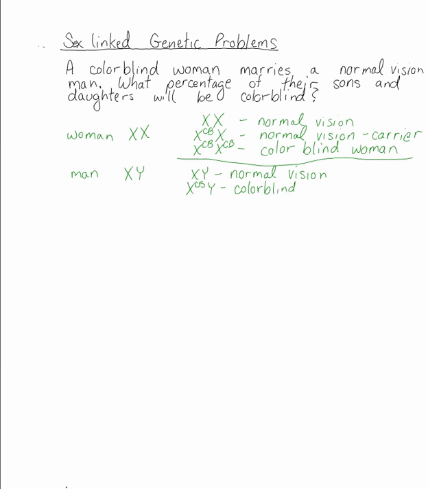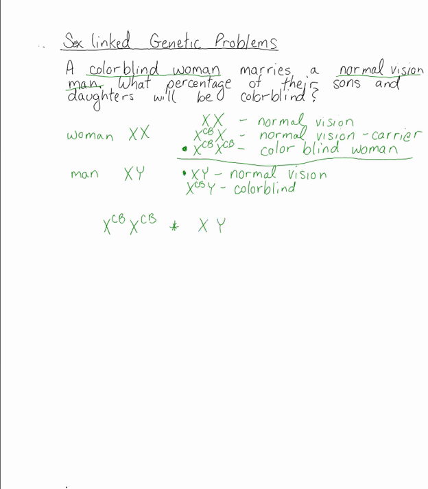Okay, so now that we have reviewed all of the different choices we have of men and women, let's go back to the original problem and see what the problem is asking. So the problem is asking for a colorblind woman. So we therefore know that it's this one. So our cross is going to be XCB XCB, crossed with a normal vision man, which is going to be this one.